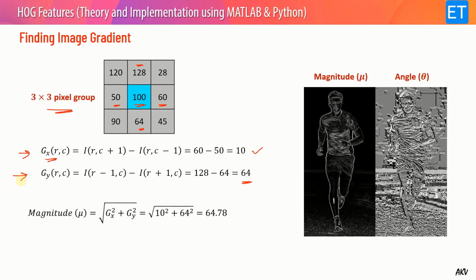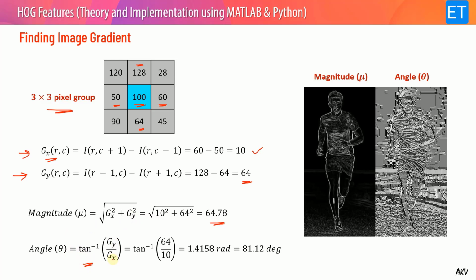The overall magnitude is computed by this equation, square root of gx squared plus gy squared. So that is a total of 64.78, and I will also compute the angle, I mean the orientation of this gradient. That is done by tan inverse of gy upon gx. So tan inverse of 64 upon 10, that is 1.4158 in radians and equivalent to 81.12 in degrees.